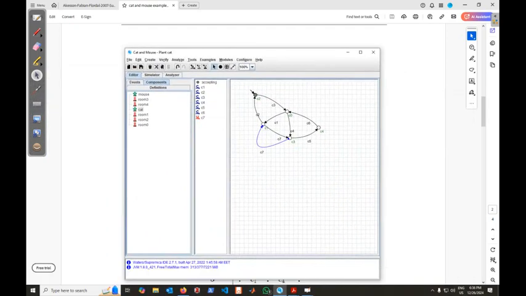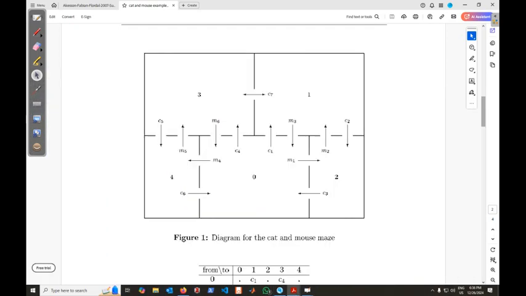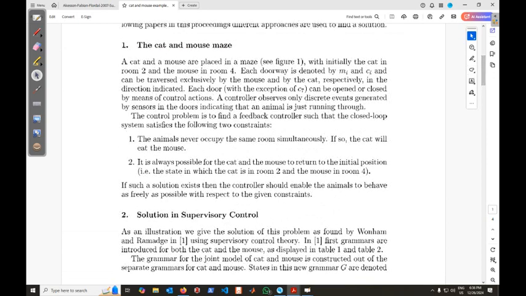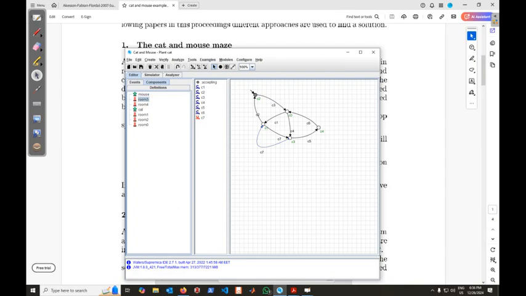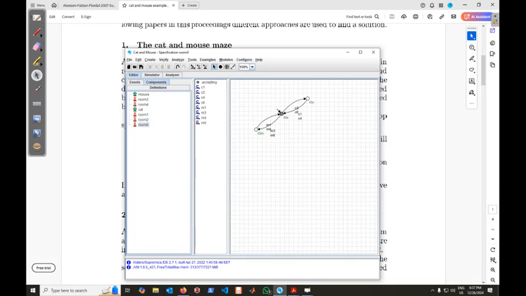Now we have an important requirement here. What's the requirement? That the animals never occupy the same room simultaneously. So how can we enforce this, or how can we describe this? This is described in terms of these requirements. So let us have a look, for example, at any room. Let us have a look at the requirements of room 0.